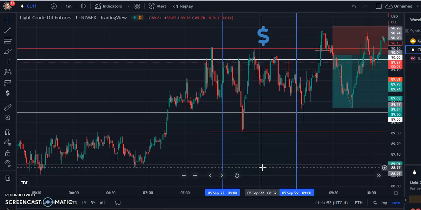and you have your confirmation, you know how your setup looks like, you will be licking your lips every time that setup forms. But you have to know exactly what you are looking for in the market. What is your edge?